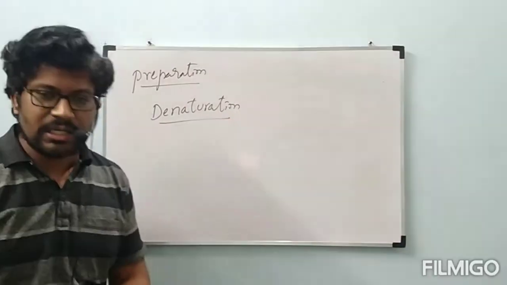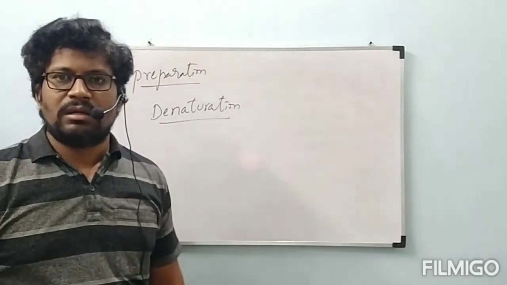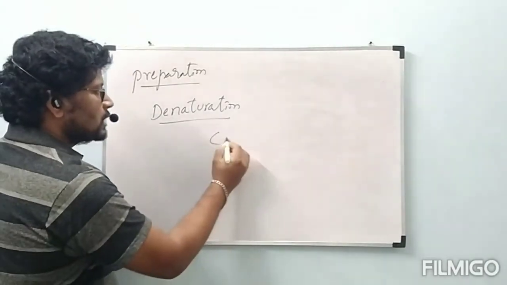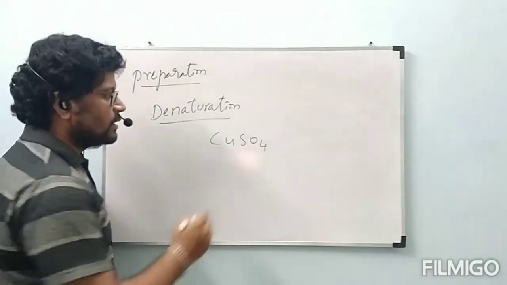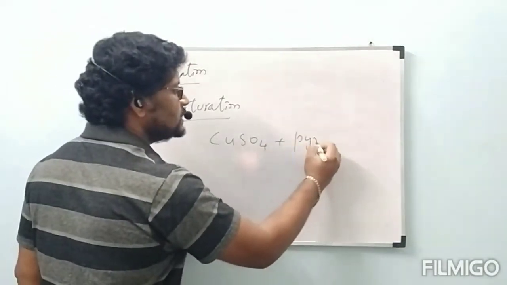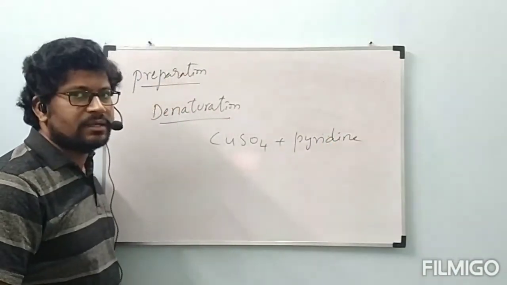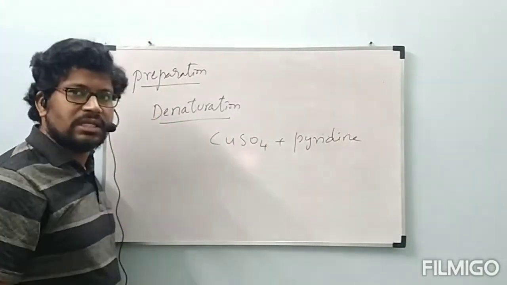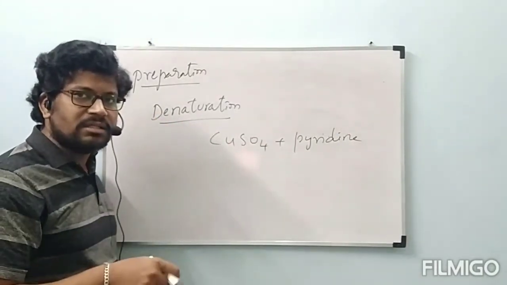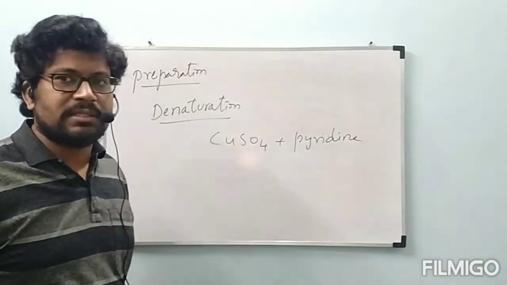What is meant by denaturation? To avoid the misuse of this alcohol, the alcohol is mixed with copper sulfate for getting color, and a little amount of pyridine is also added. Addition of these 2 substances to alcohol is called denaturation. This is done to avoid the misuse of alcohol for drinking purposes.